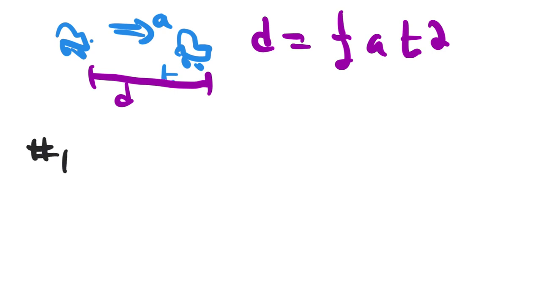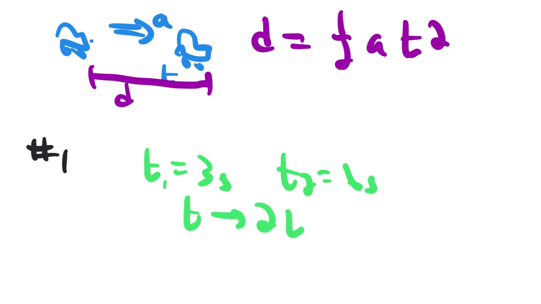Number 1 says, a certain car has a constant acceleration. Starting from rest, it travels 10 meters in 3 seconds. How far would it have traveled in 6 seconds? So we can say that the original time was 3 seconds. The new time is 6 seconds. Clearly, the time has become twice as large.